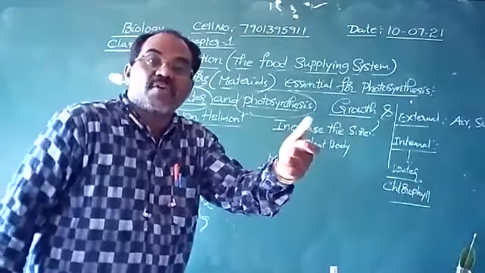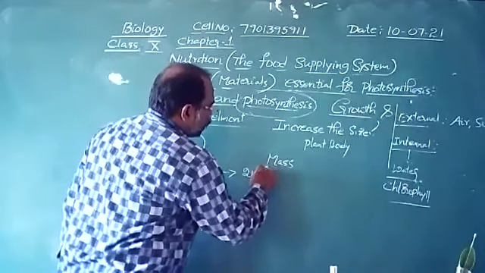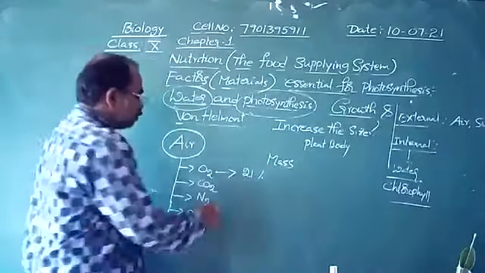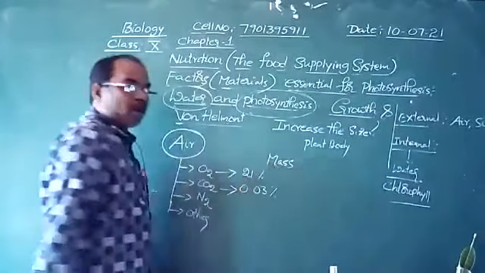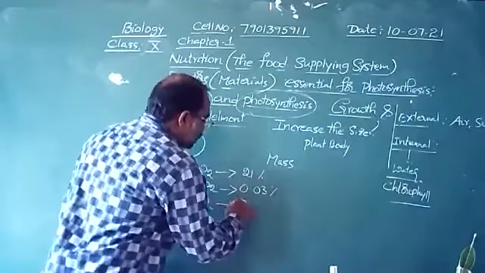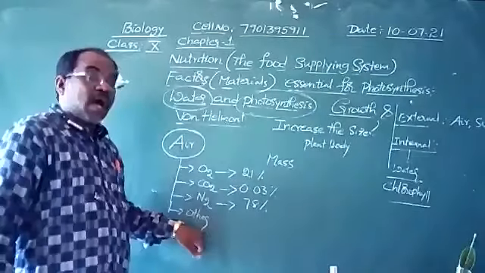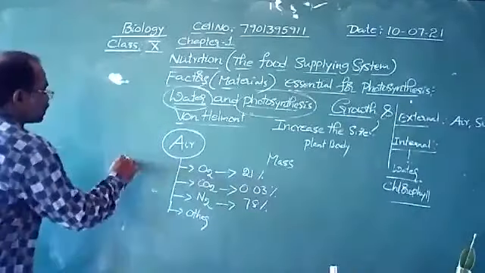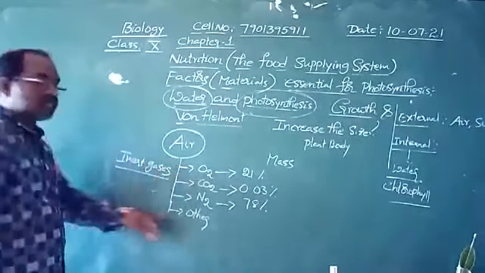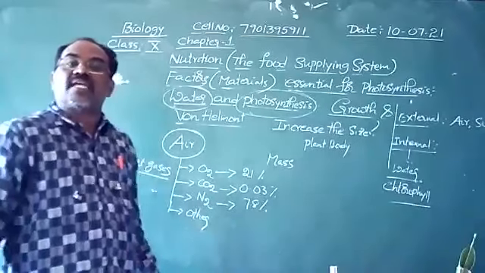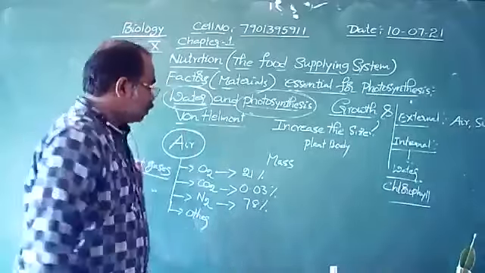Already we have learned in your previous classes that the percentage of oxygen in atmospheric air is 21%. The percentage of carbon dioxide in atmospheric air is 0.03%. The percentage of nitrogen in atmospheric air is 78%. Other gases are inert gases like helium, neon, krypton, xenon, argon, and water vapor.